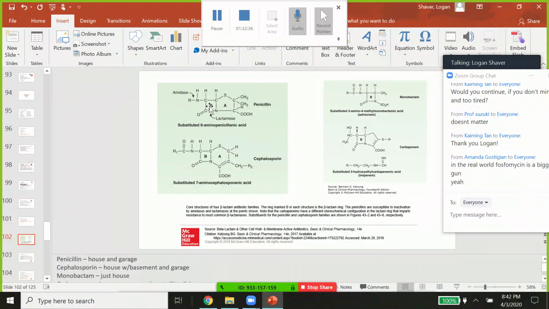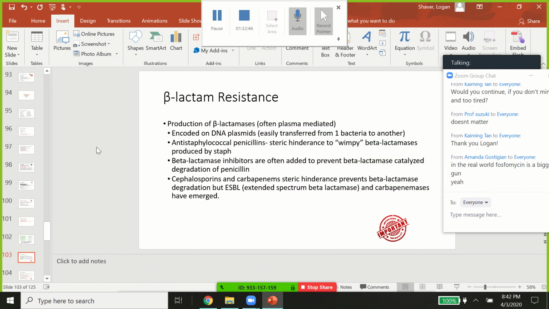But basically, she calls this B part the garage and A part the house, and then she'll talk a little bit about this lactamase in a second. Beta lactam resistance. Honestly, I don't remember anything super important that stands out on this slide, but it is important to know about the different mechanisms that these bacteria can use to get resistance.